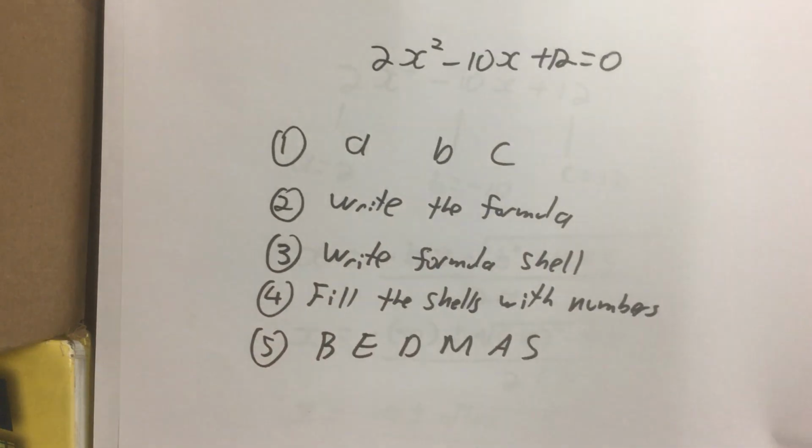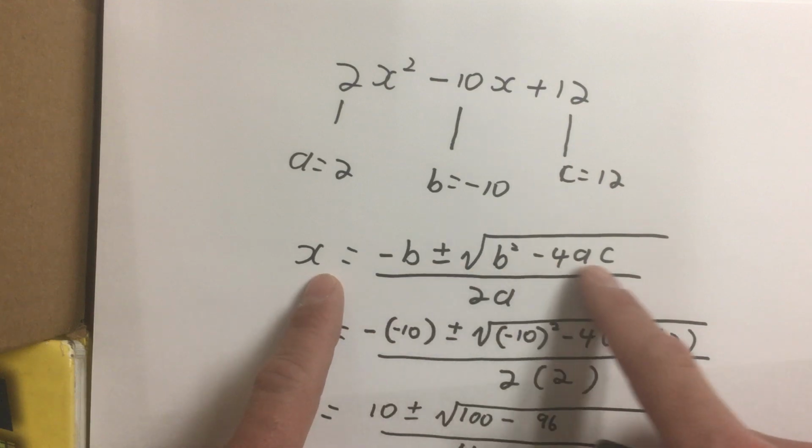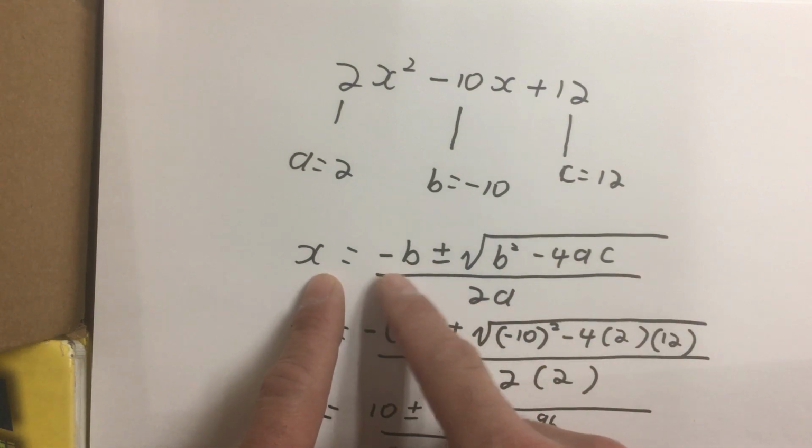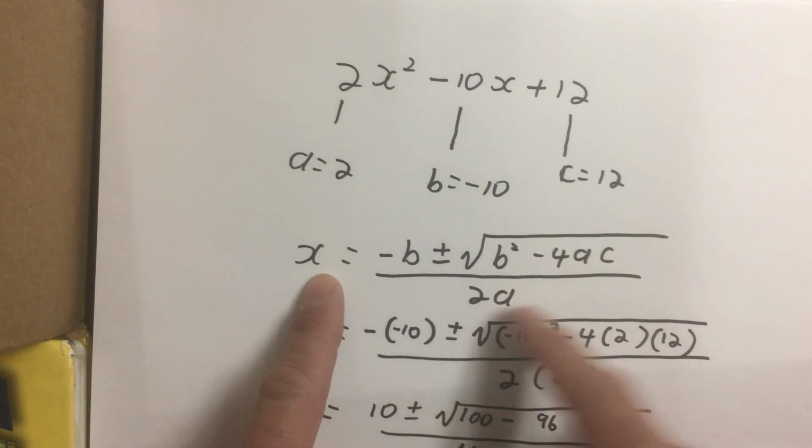Step 2, write the formula. With plenty of paper and plenty of space, right below that, I want you to write out the formula as it is. Negative b plus or minus the square root of b squared minus 4ac all over 2a.